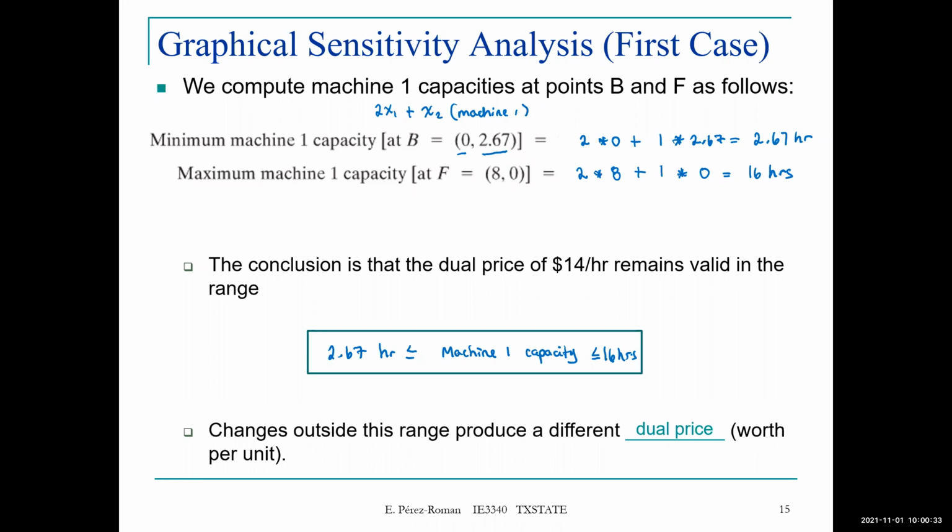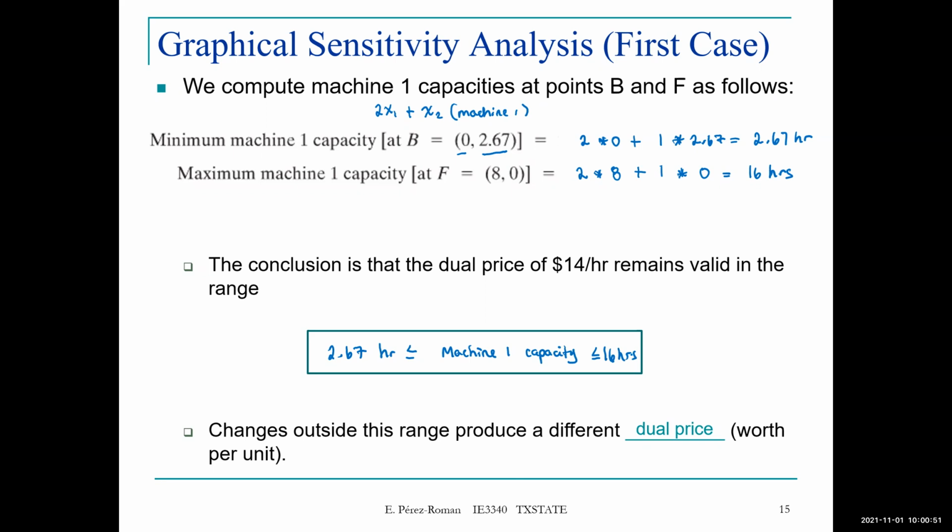So as long as we keep increasing or decreasing the capacity of machine one between 2.67 hours and 16 hours, the rate of change will not change. It is going to be $14 an hour.